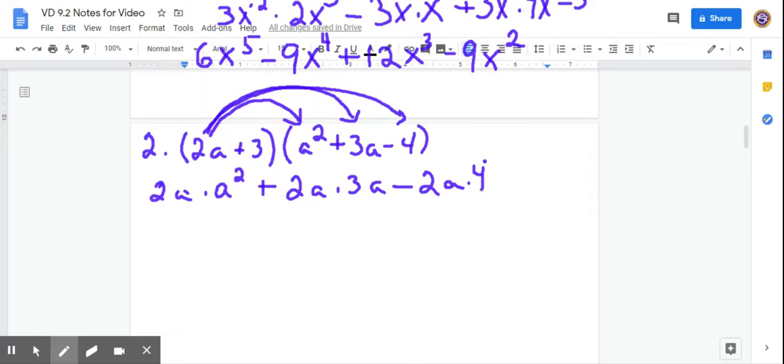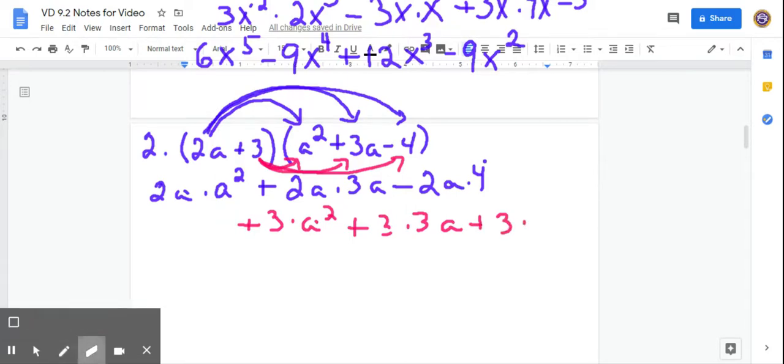Then you have to distribute the 3, okay? So now you're going to take and distribute the 3. So 3 times a squared, and this is all plus 3 times 3a, and plus 3 times, actually, that would be minus, because there's a minus in front of the 4, minus 3 times 4.